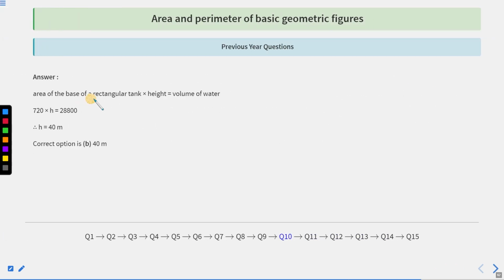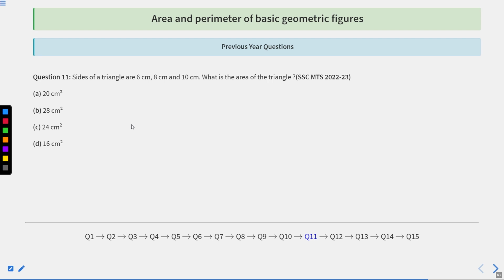So the area of base of the rectangular tank into height is equal to the volume of the water. That's the formula for the volume of water. The area of the base is known to us, that is 720. Height is unknown and that is exactly what we are interested in calculating, so it is H. Volume of water is 28,800. On simplification, sending 720 to the right hand side, H is equal to 40 meter. So option B is correct here, that is 40 meters.